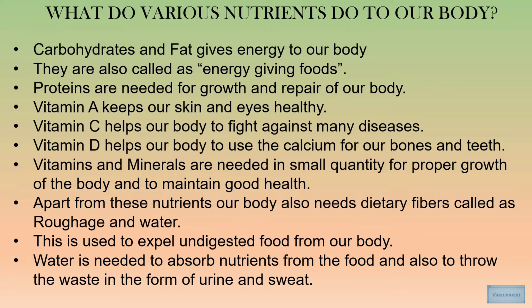Apart from these nutrients, we also need dietary fibers, called roughage, and water. Roughage is used to flush out the undigested food from our body. Water that we drink comes out in the form of urine and sweat, flushing the waste out of our body.